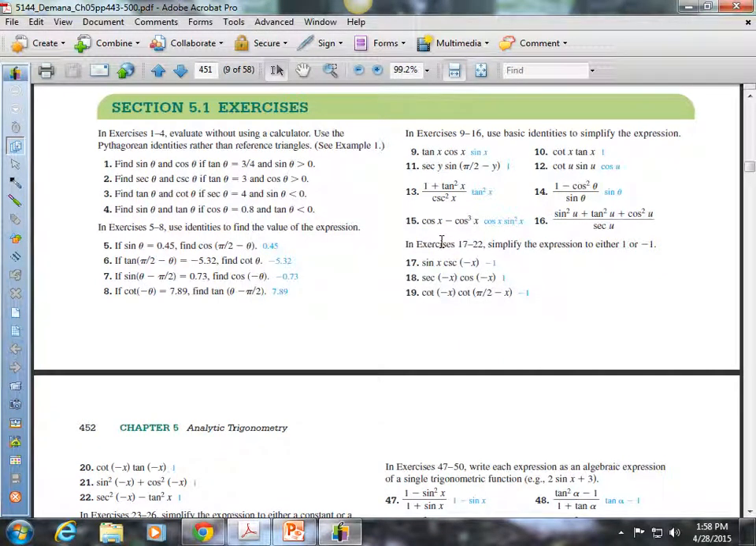Any last questions that we had from 5-1 yesterday? Which one are you looking at? Number 63.